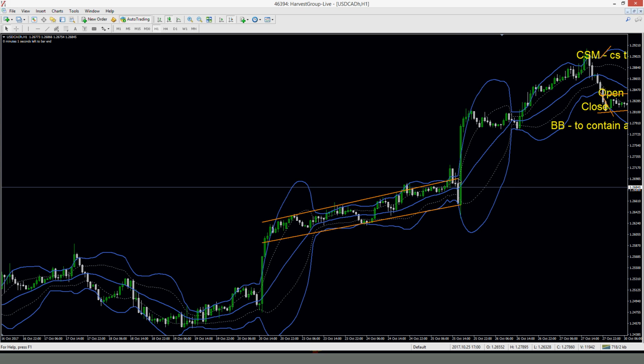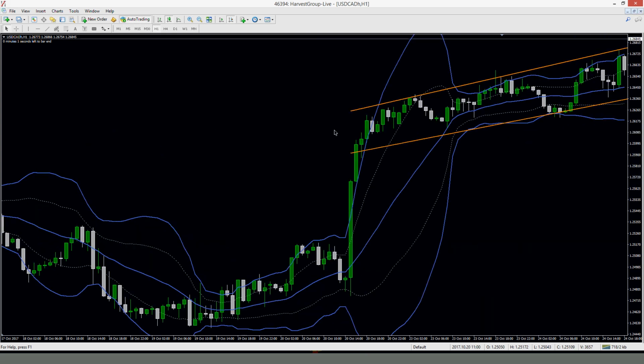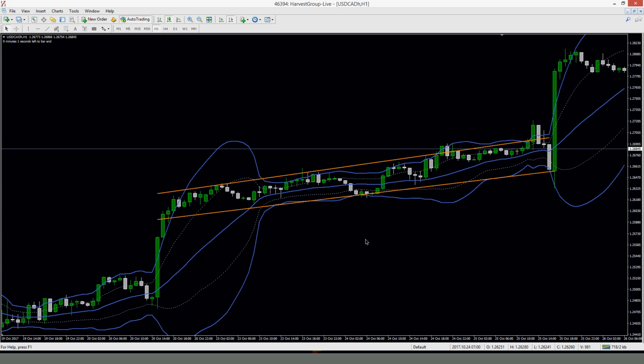Let me just fix that up. As you can see, this is a sideways Bollinger Band, but as soon as I zoom this in, you'll notice that this is a sideways Bollinger Band over here. Although this is a momentum Bollinger Band, as soon as the price moves sideways, then you know that this is a sideways Bollinger Band already.